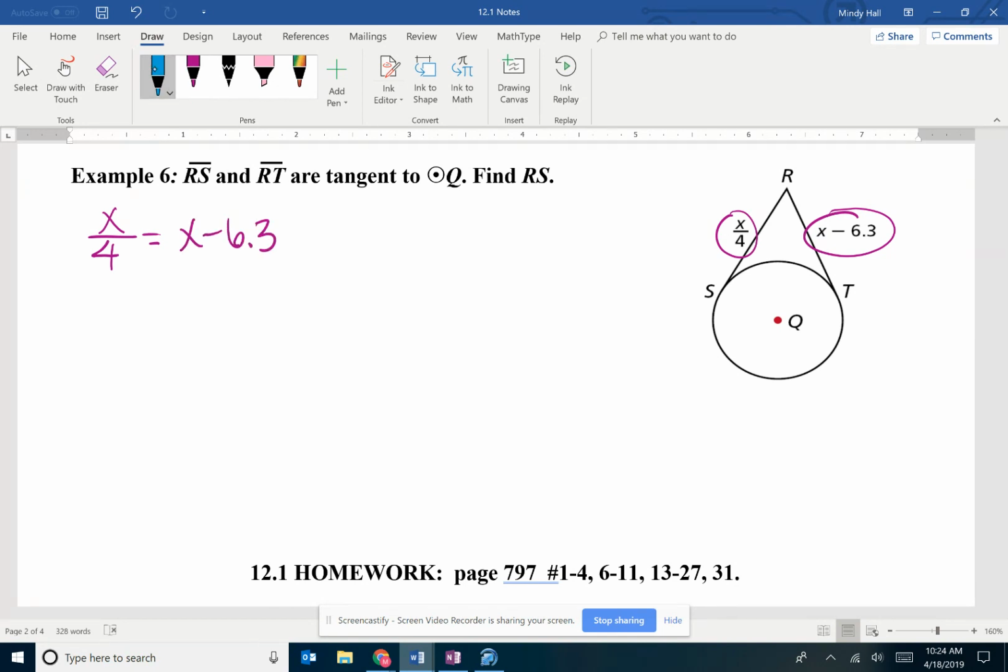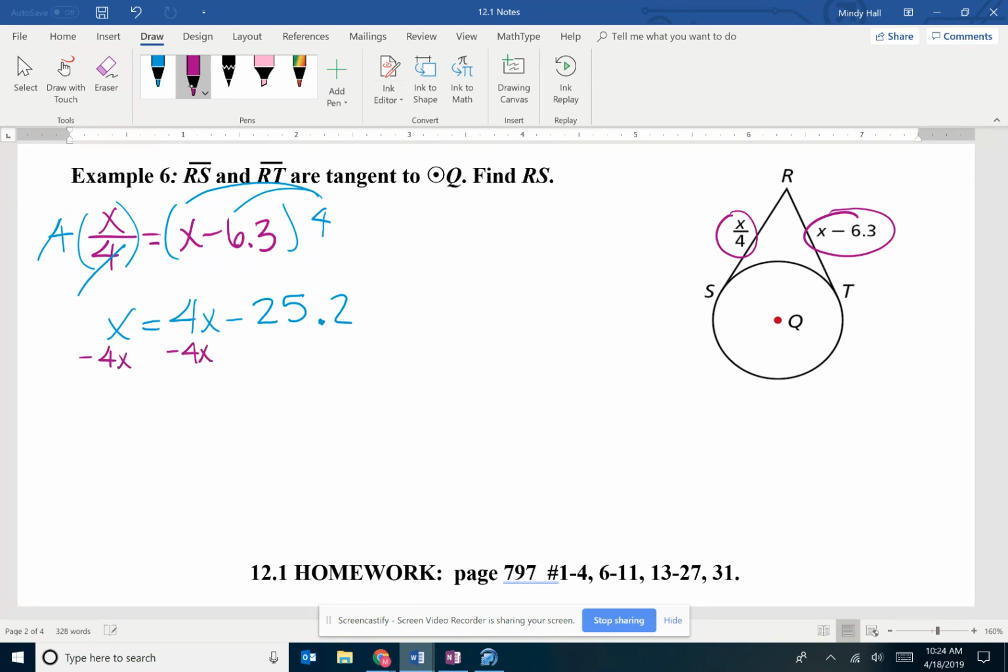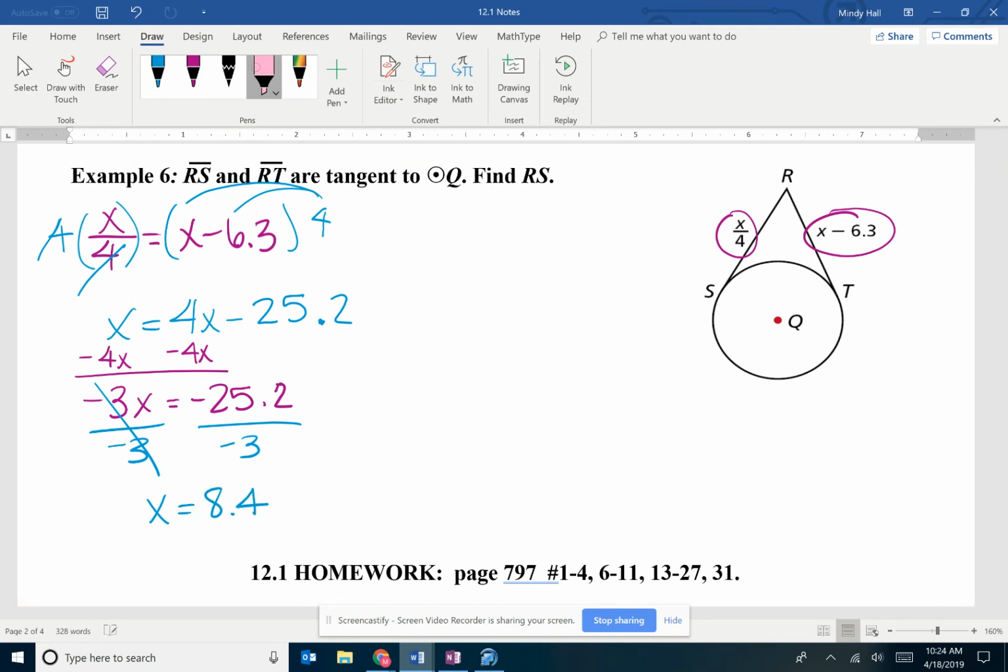So then to cancel out this 4, we're going to multiply both sides by 4. So they cancel and we get x equals 4 times x is 4x. 4 times negative 6.3 is negative 25.2 or minus 25.2. Then, me personally, I would subtract 4x so that I can combine them, and it'll help me save some steps later. So this would be negative 3x equals negative 25.2. And then we divide by negative 3, and x equals 8.4.